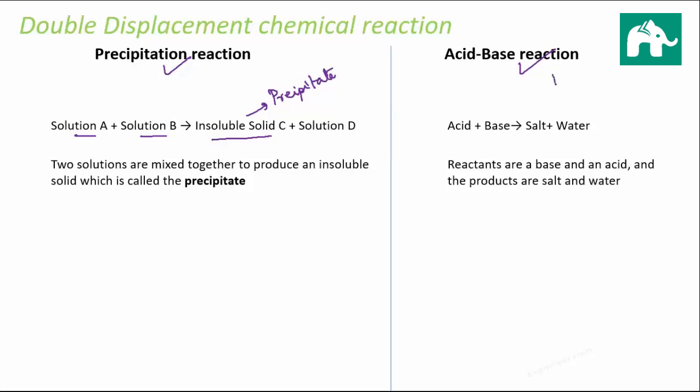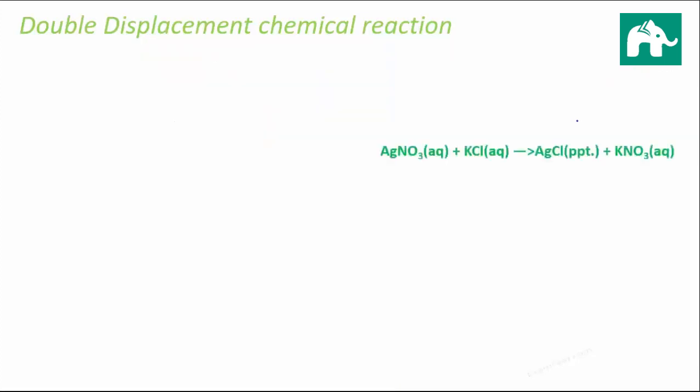Acid-base reaction is also known as neutralization reaction. And under this reaction, an acid combines with a base to form salt plus water. Now, why is it called neutralization? Because when an acid combines with a base, the acidic property is lost, the basic property of the base is lost, and both of them join together to form salt, which is neutral. And that is why it is called neutralization reaction. So, even before we talk more about what is precipitation and what is acid-base reaction, I think it will be a good idea to take examples of both of them.